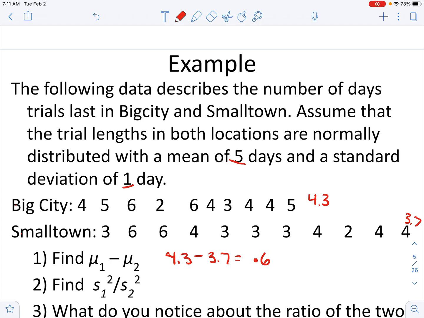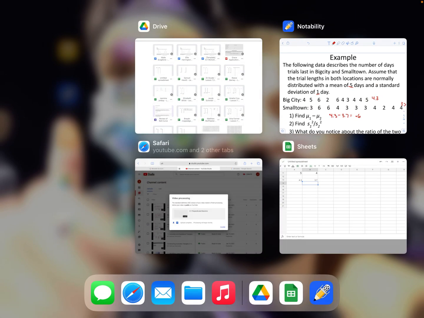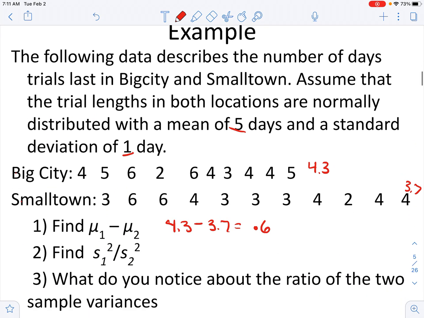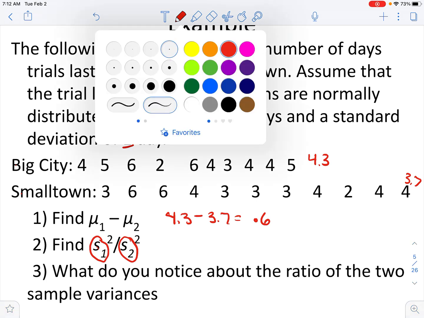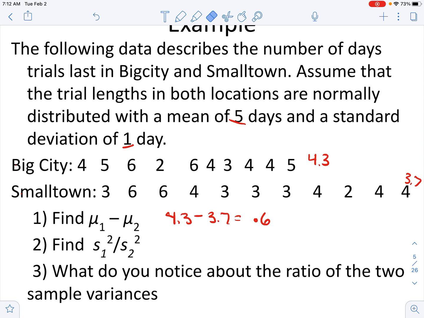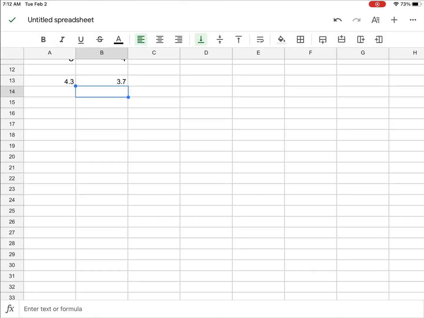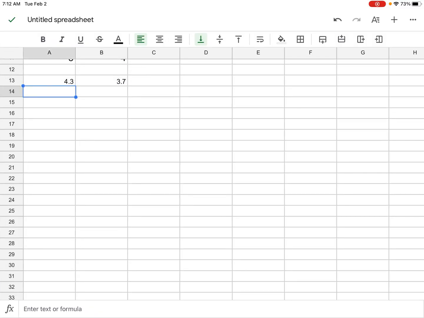If I want to find the standard deviation, or actually, when it has here S1 squared, anytime you see S1, this would just be the standard deviation of one, the standard deviation of the other. But when they say S1 squared, that is your variance. So we want to know what's the variance of big city, what is the variance of small town. So we come over here to find variance, we just hit equals.